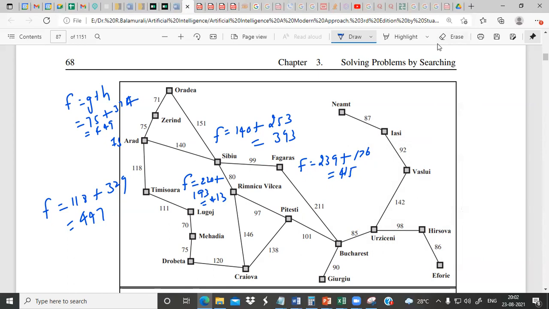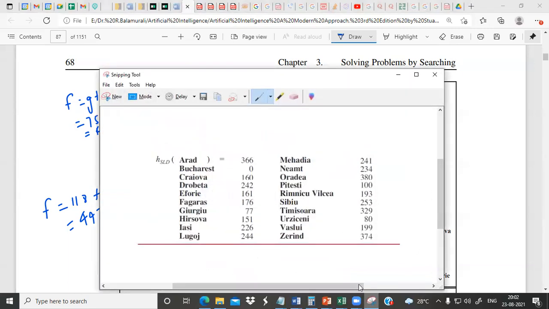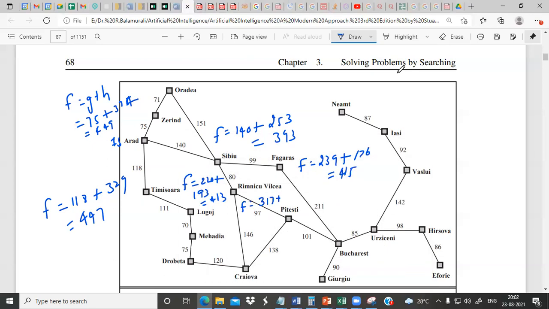Similarly, we have to check Pitesti. 140 plus 80 is 220, plus 97 is 317, so the G value is 317. The H value from Pitesti to Bucharest is 100. So 317 plus 100 is 417. Again, this is also less than 420. Okay, like that.